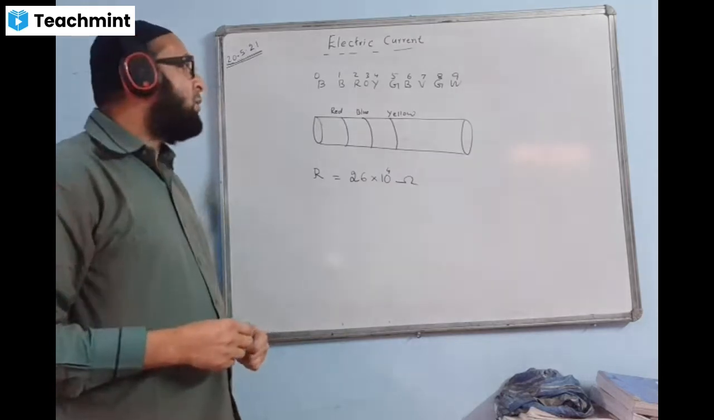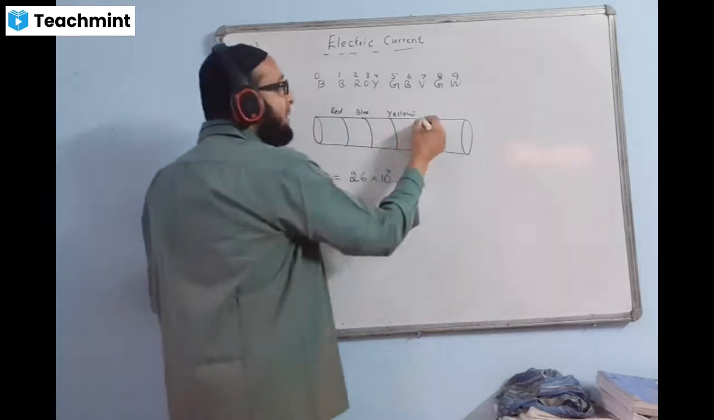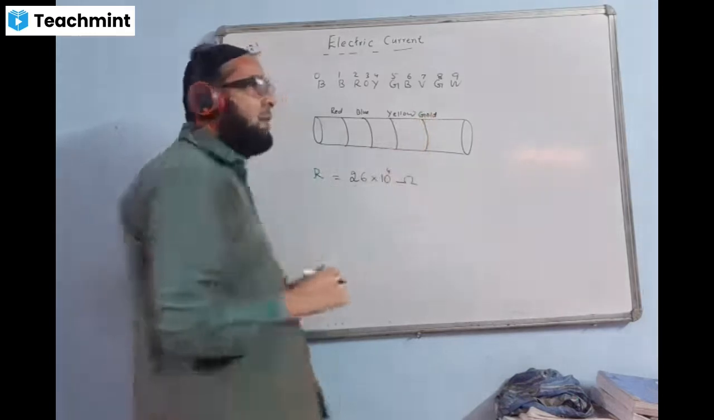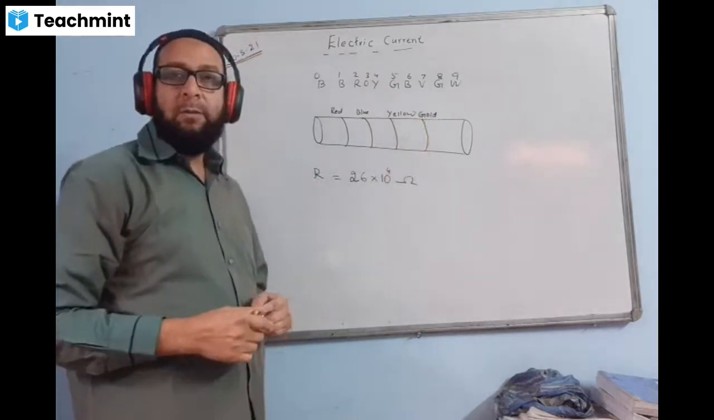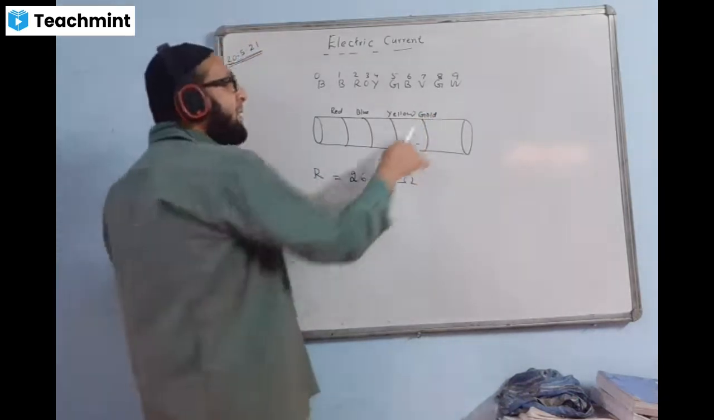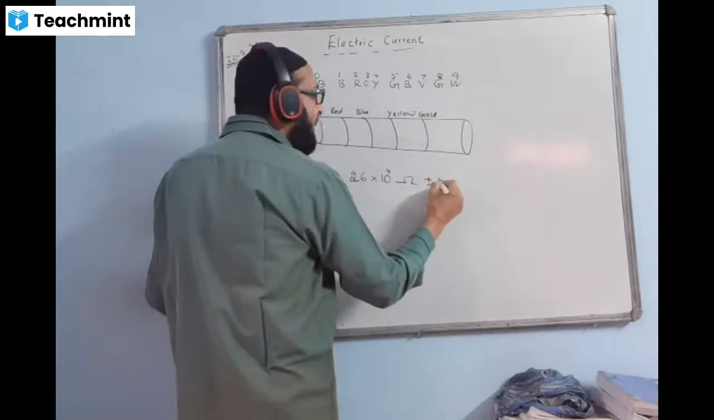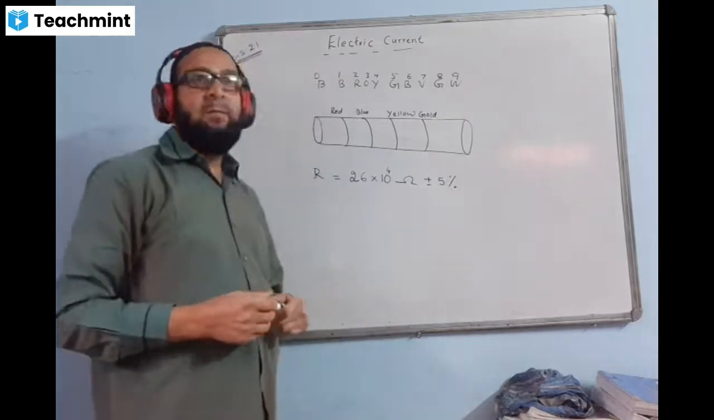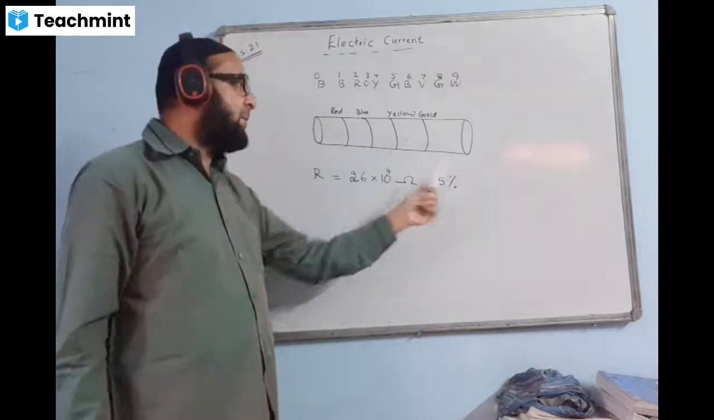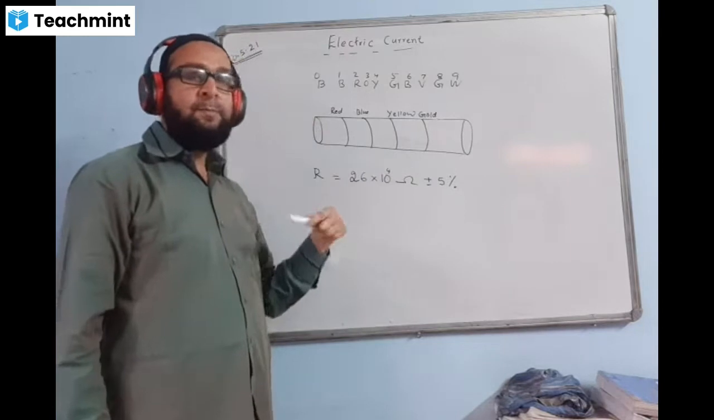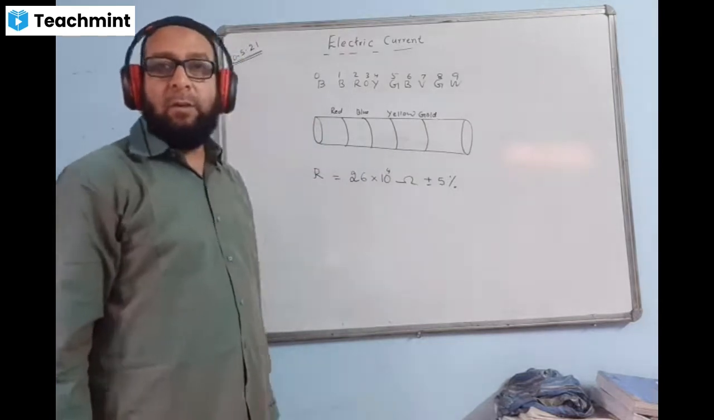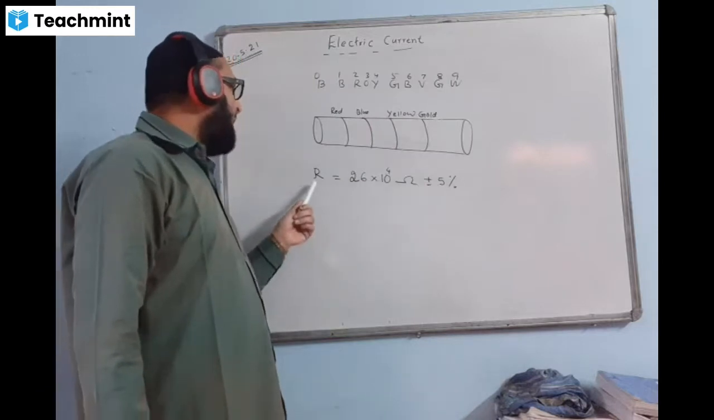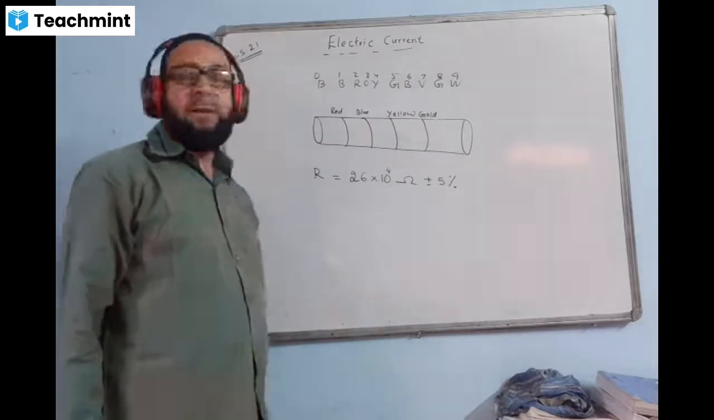And after that, sometimes they will write some metal. They may write gold, or silver, or copper. If it is gold, we write plus or minus 5%. This is called the tolerance factor, which means your answer may fluctuate by this margin: 5% less or 5% more. There can be a variation in the value of R by 5%.